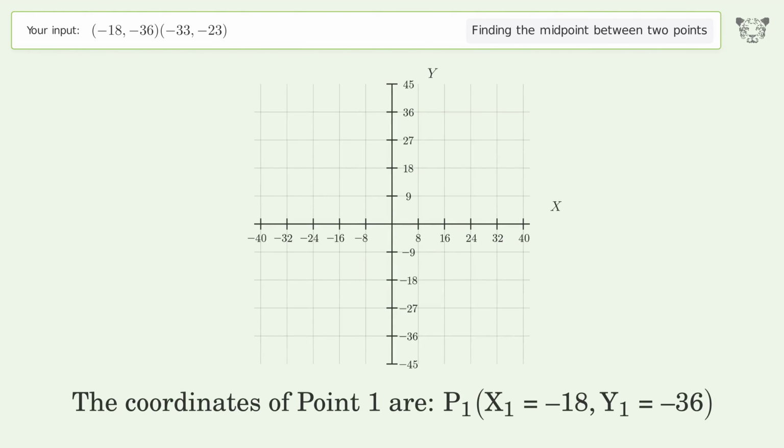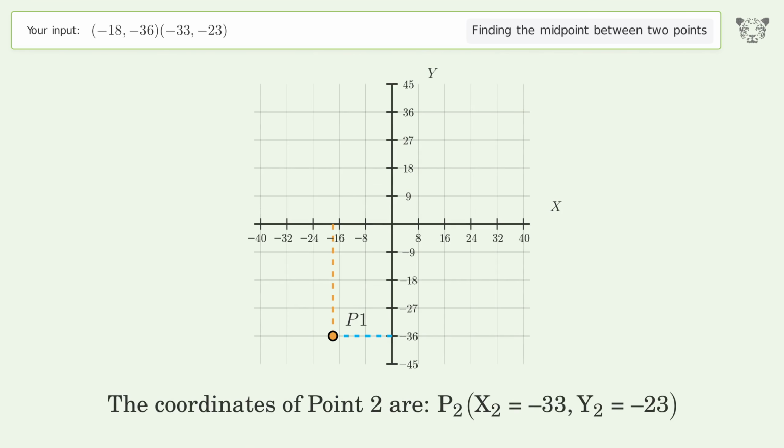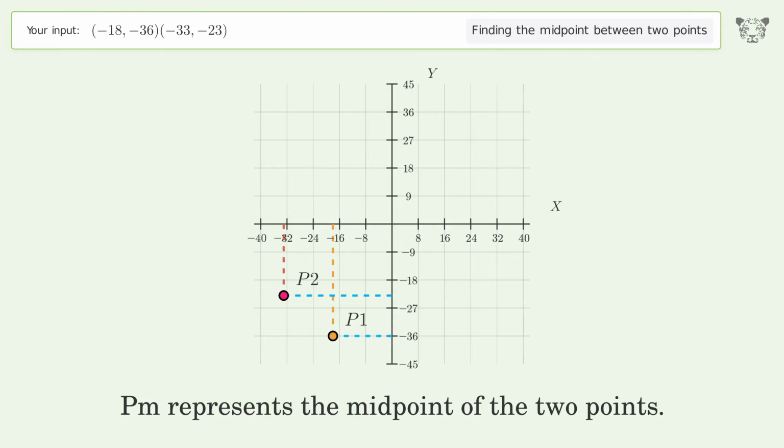The coordinates of point 1 are x1 equals negative 18, y1 equals negative 36. The coordinates of point 2 are x2 equals negative 33, y2 equals negative 23. PM represents the midpoint of the 2 points.